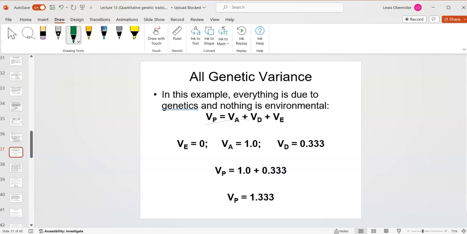So here's an example of a problem that I might give you. I might say, what's the phenotypic variance if the environmental variance is 0? Remember, you don't have to calculate this. I'll give you these values. The additive variance is 1, and the dominance variance is 0.333, which is what we did with the bird wingspan. So we have nothing involved in environmental. The additive value is 1. The dominance value is 0.33. 1 plus 0.33 is 1.33. So our phenotypic variance is 1.333.